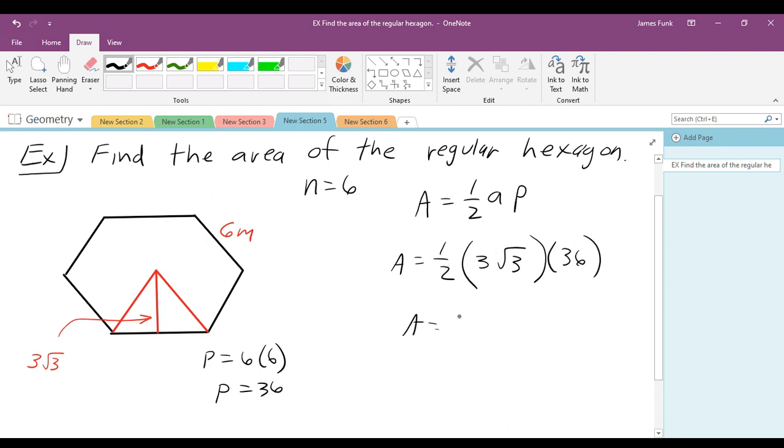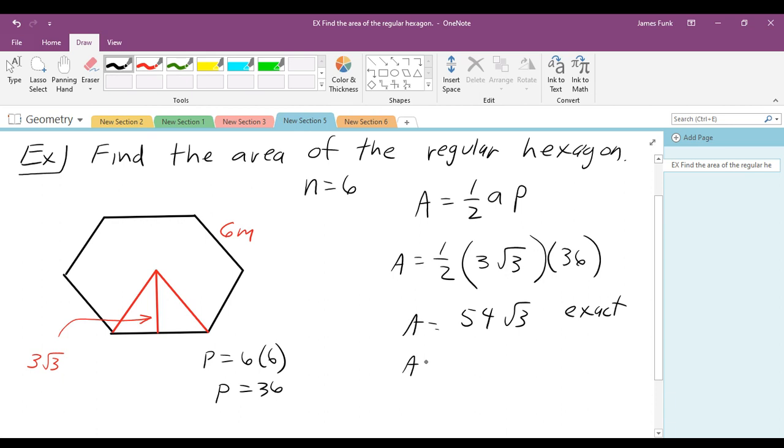Okay, so if you multiply all that out, you're going to get 54 times the square root of 3. Remember, you're multiplying 1/2 times 3 times 36. That's 54 times the square root of 3. So that's an exact answer. An exact answer contains a radical.